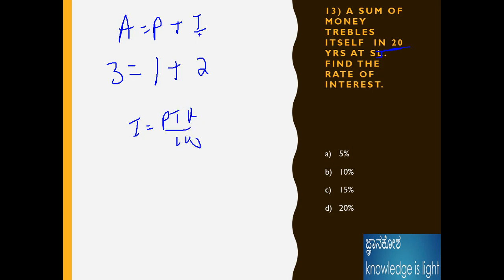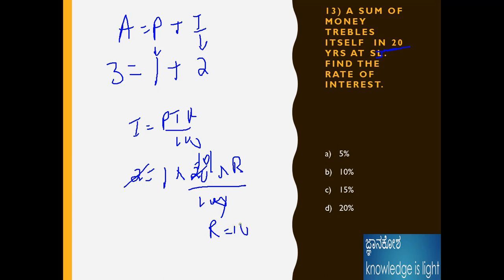Just I, what is the value? I is 2 and P is 1. Here P is the principal, 1, and T is equal to 20 years. 20 into R divided by 100 equals 2, therefore R is equal to 10%. The answer should be coming as 10%.